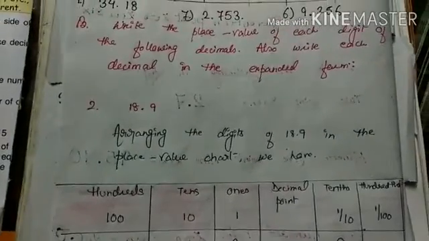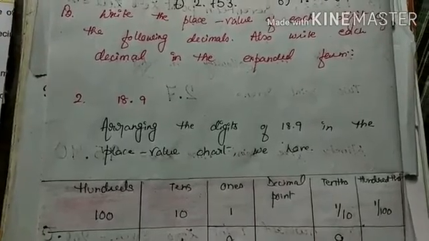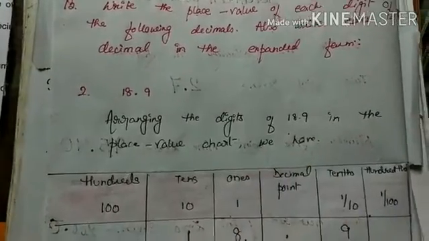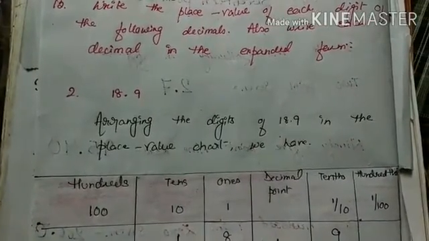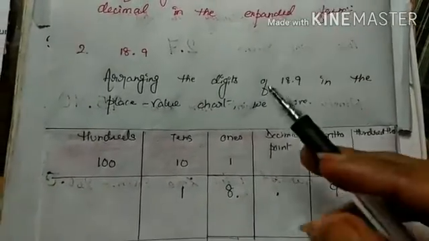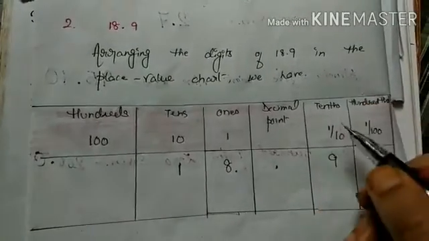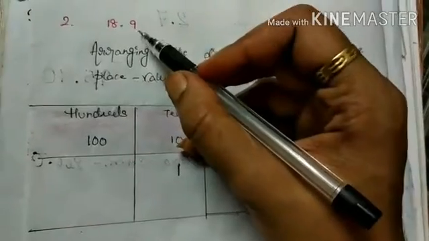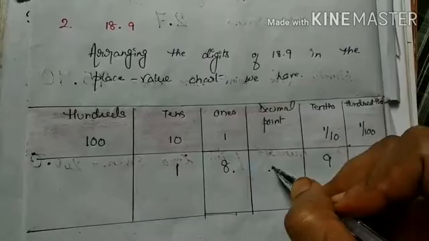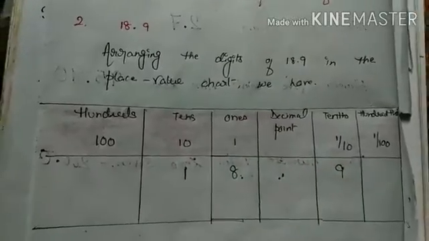Now write the place value of each digit of the following decimals and also write each decimal in the expanded form. You have to arrange first. Let's arrange the digits of 18.9 in the place value chart. This is a place value chart, and you have to arrange the digits in it. Now 9 is a 1 place decimal, so it is in the tenths place. Put the decimal point, 8 in the ones place and 1 in the tens place.